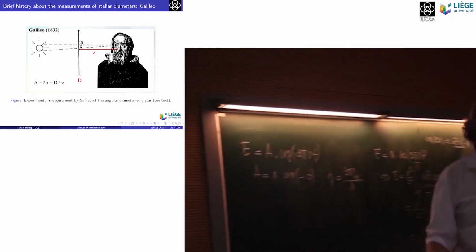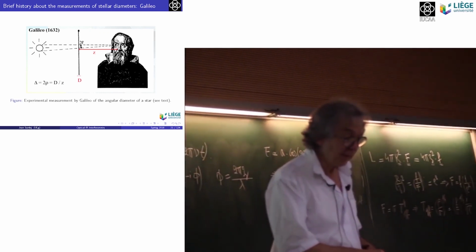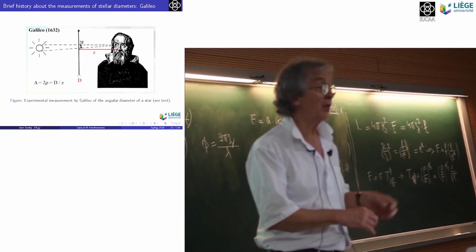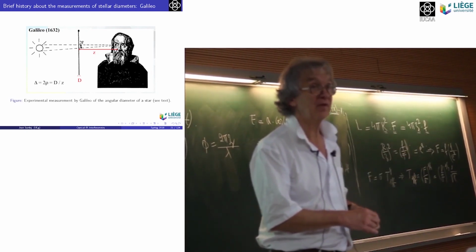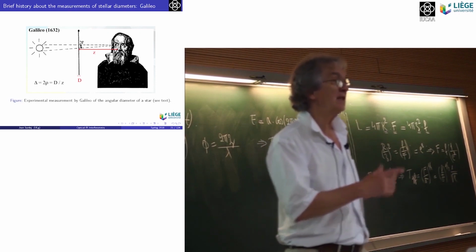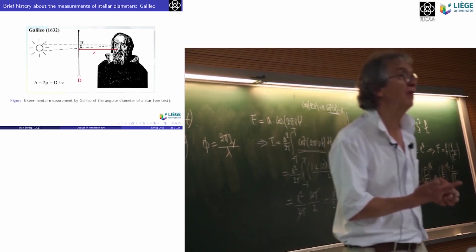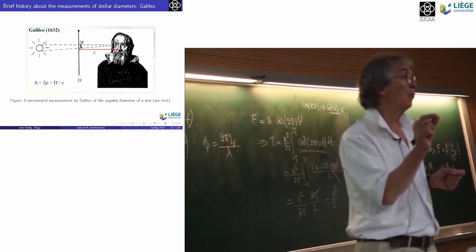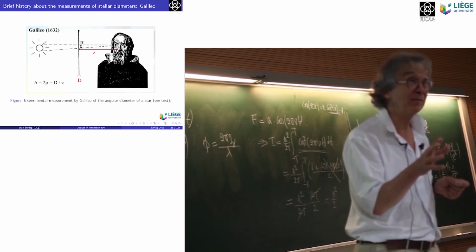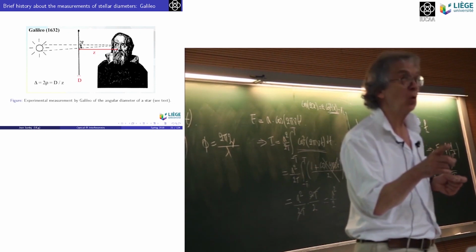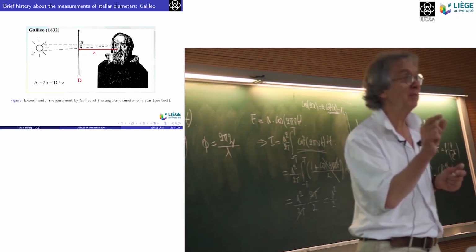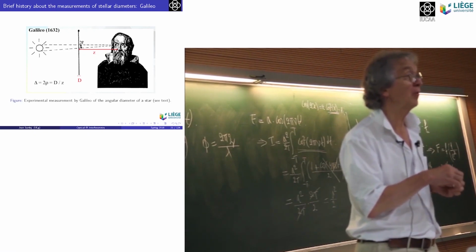And so he found, proceeding that way, that the angular diameter of a star is probably around 5 seconds of arc. It's 5 seconds of arc. And this was already a kind of revolution, because before Galileo, people thought that the angular diameter of a star was about 2 arc minutes. Now, could I ask you, why 2 arc minutes? Why did people think that the angular diameter of a star was about 2 arc minutes?